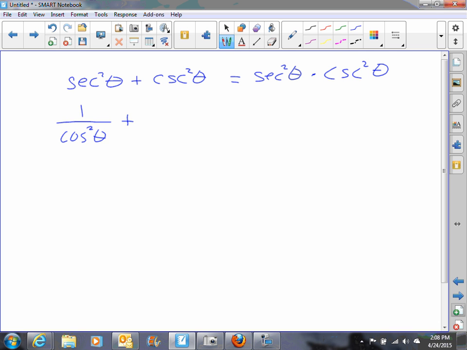And the cosecant squared of theta is 1 over the sine squared of theta. That's because the secant is the reciprocal of the cosine, and the cosecant is the reciprocal of the sine.